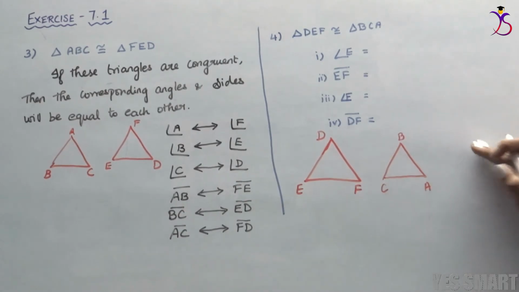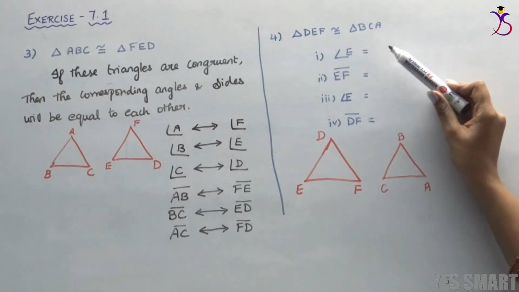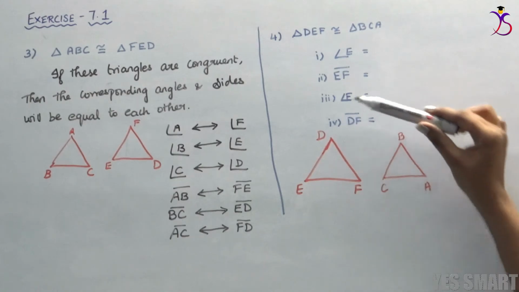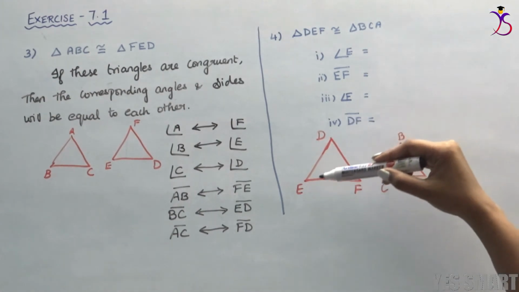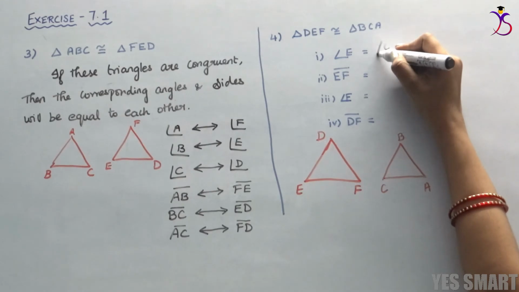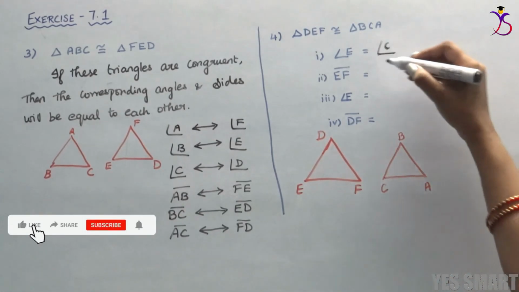In the fourth sum also they have given that triangle DEF is congruent to triangle BCA and they are asking us to write the corresponding parts of a few elements. So here also I have drawn the rough diagram of DEF and BCA. Let's start with angle E. The corresponding part of angle E is angle C. Next, the side EF, the base; the corresponding side is CA.